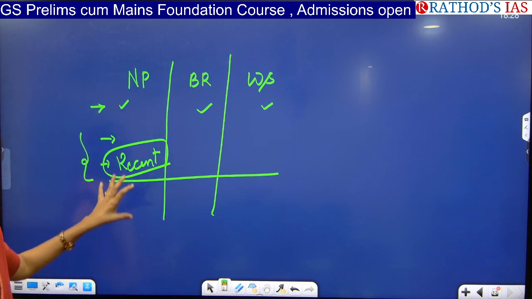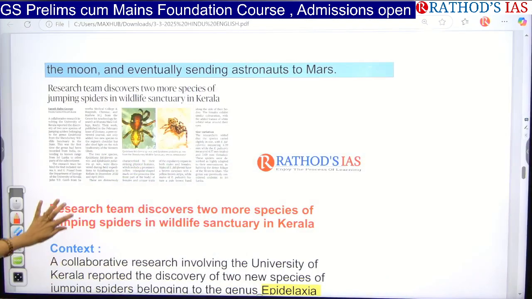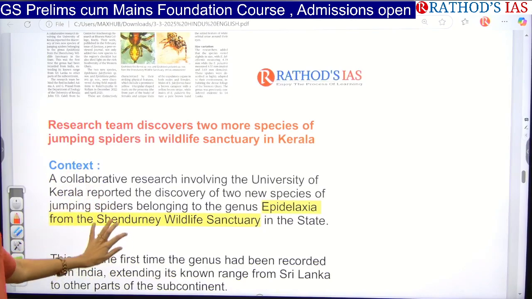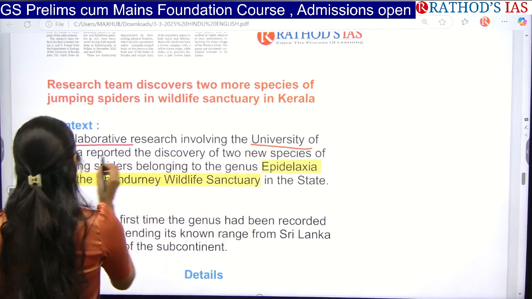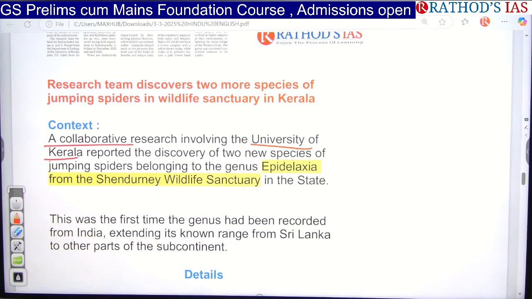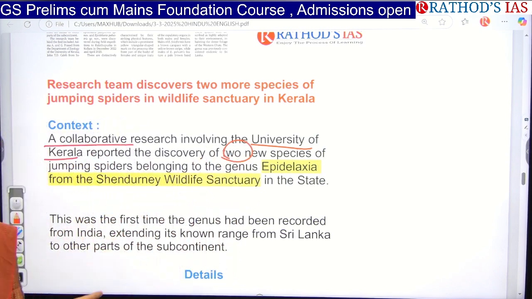So see this basic criteria from your static syllabus. This is your homework. And next one here, let us see the species. What is it? A collaborative research involving University of Kerala reported that they discovered 2 new species of spiders, and that too they are jumping spiders.